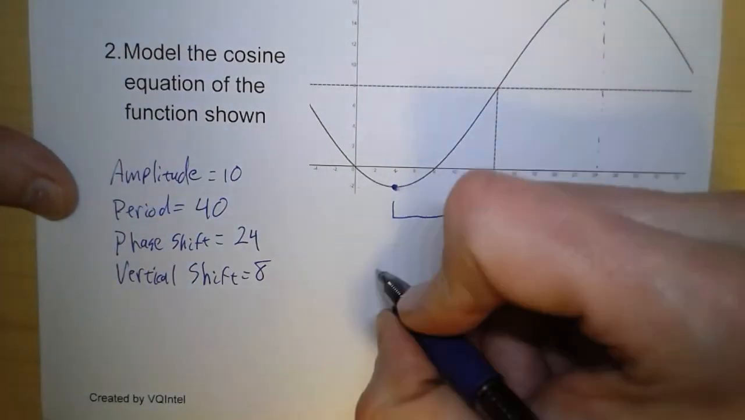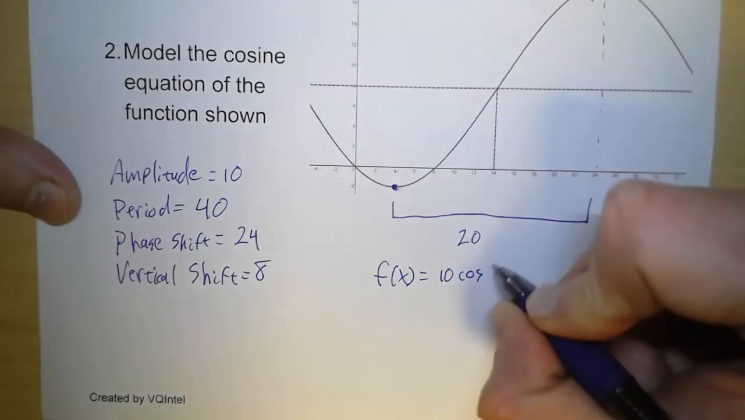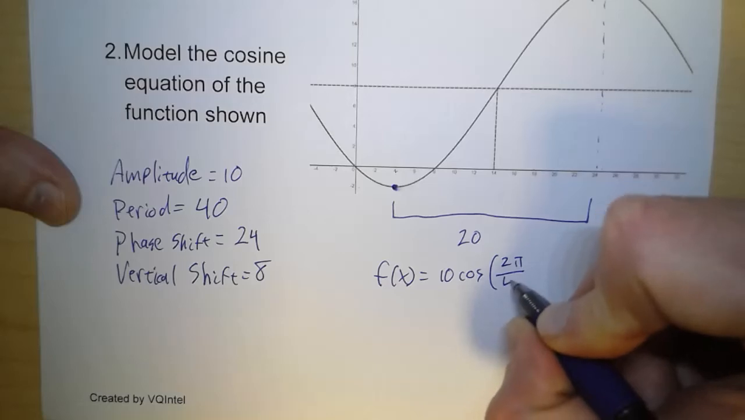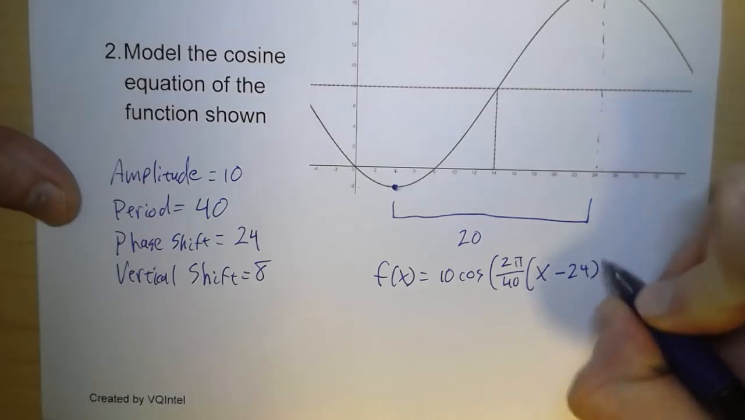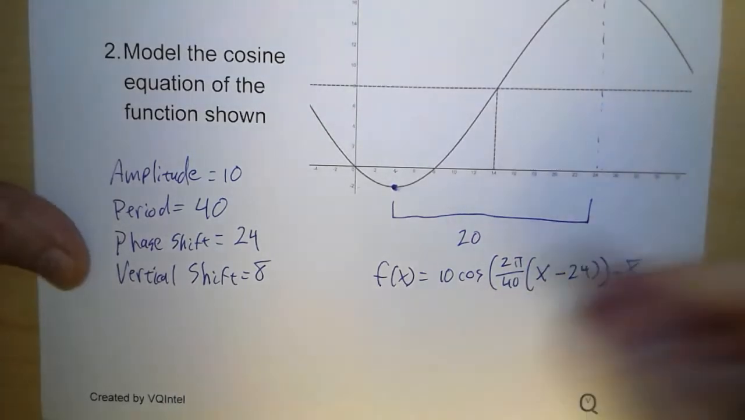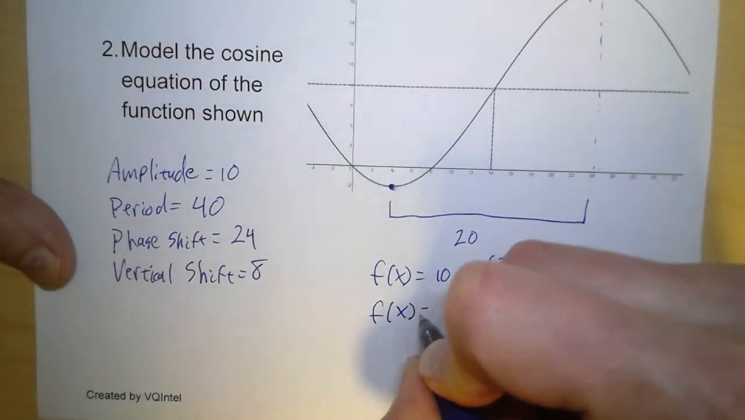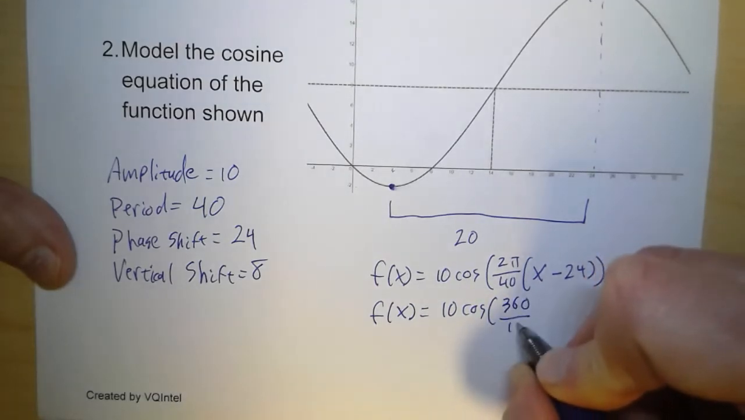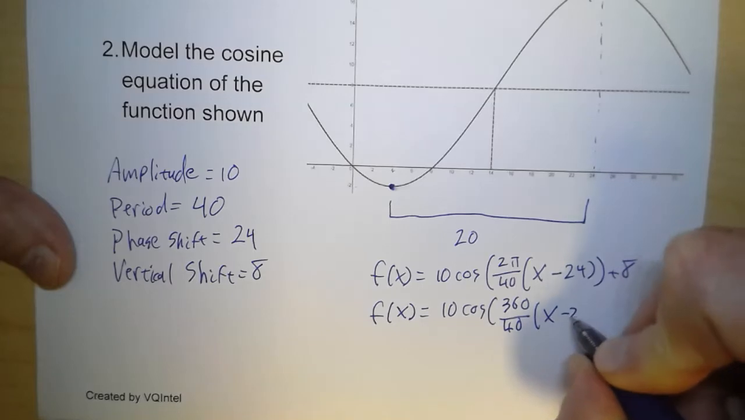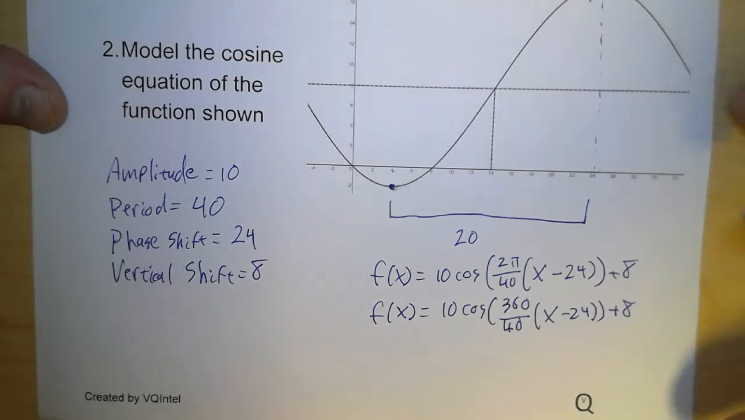So we can now write our equation. And so in radians, it's going to be 10, that's our amplitude, cosine of 2 pi over 40 times the quantity x minus 24 plus 8. That's what our equation looks like in radians, so let's write it for degrees also. So it's 10 cosine, and instead of 2 pi, we put 360 over 40 times x minus 24 plus 8. And there's our equation. So let's look at the next one.